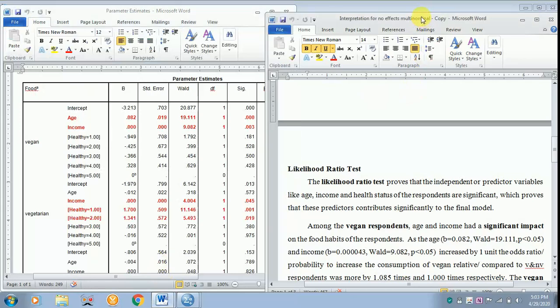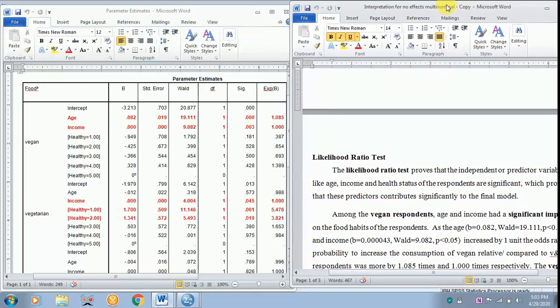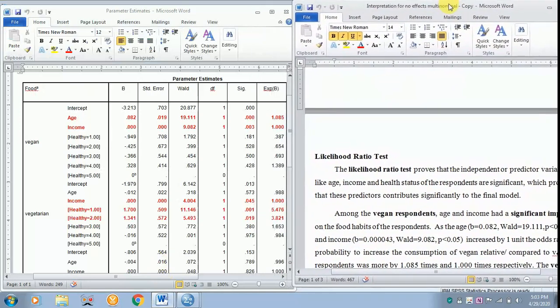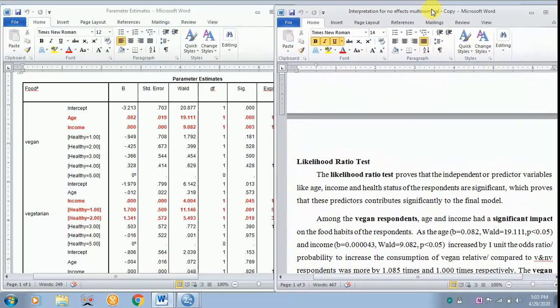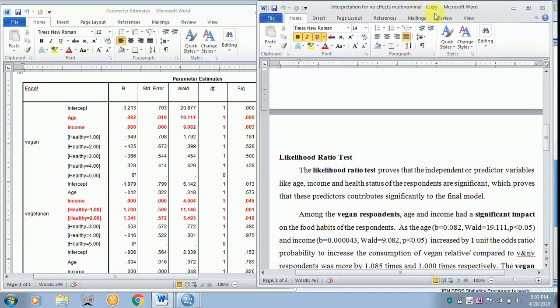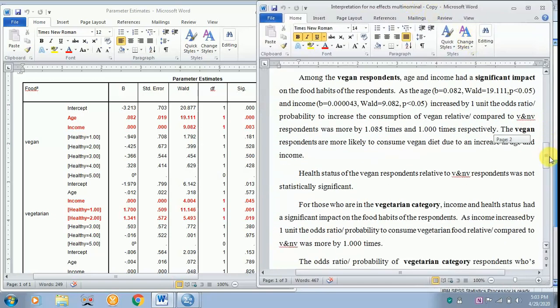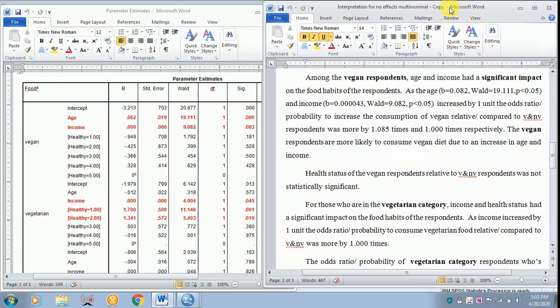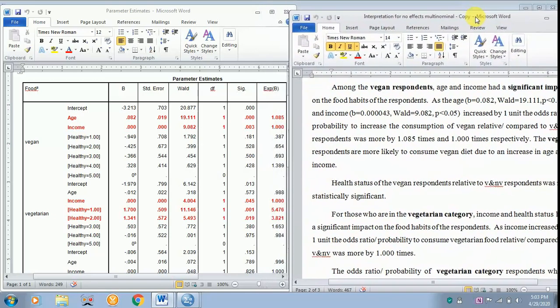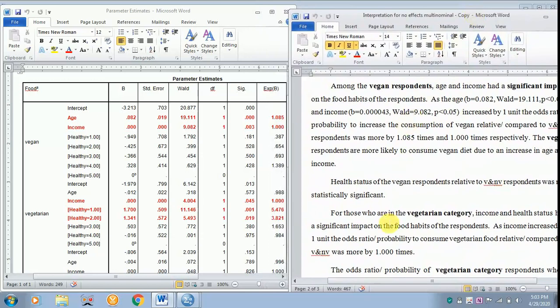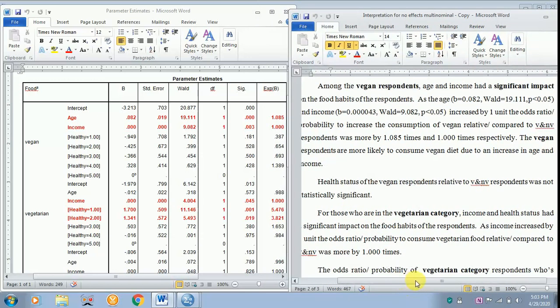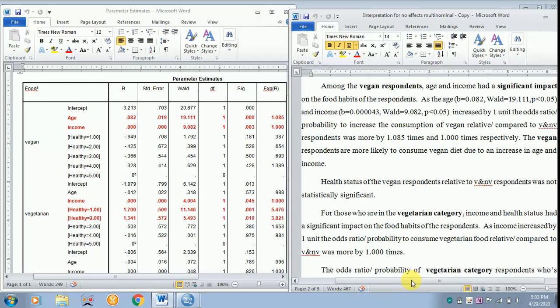You can just see the Word file as well as the results over here so that you'll have a better idea. One second, I just adjust over. Okay, fine.